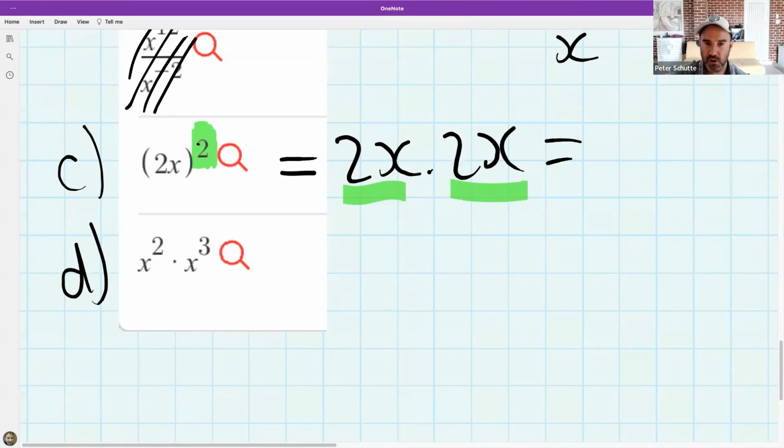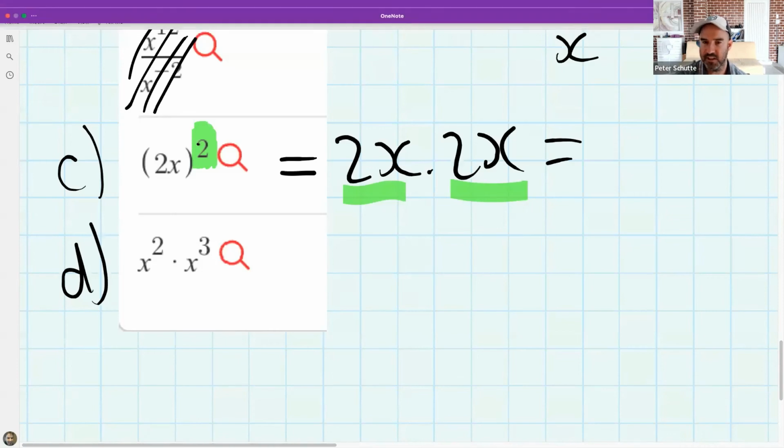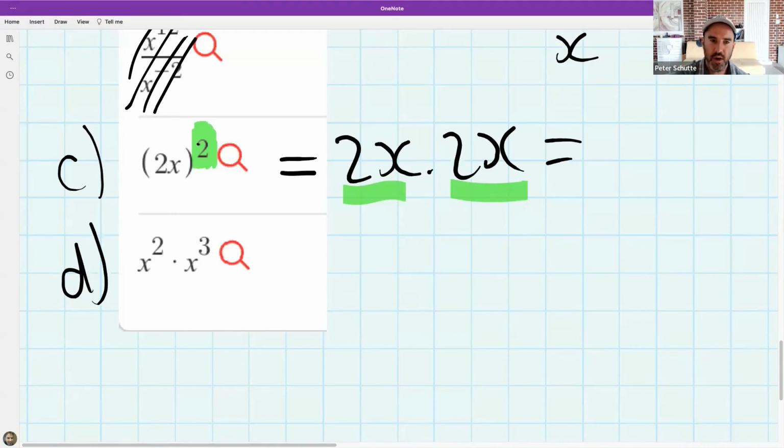So I'll take you to another example of this now. We're going to finish the lesson with this idea. 2x times 2x, you multiply two numbers together and you get 4. You multiply x by x and you get x squared.